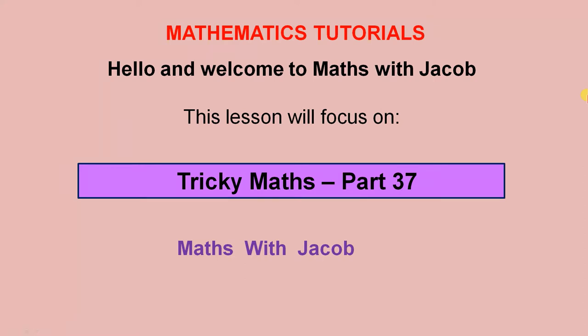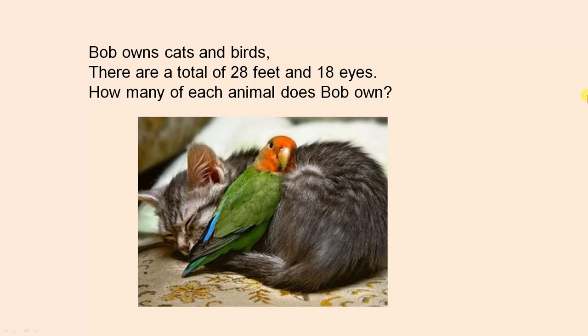This lesson will focus on Tricky Maths Part 37. Bob owns cats and birds. There are a total of 28 feet and 18 eyes. How many of each animal does Bob own?